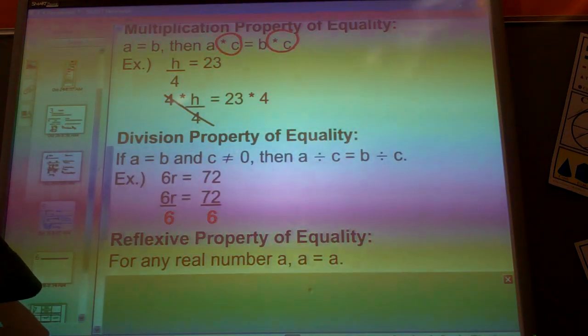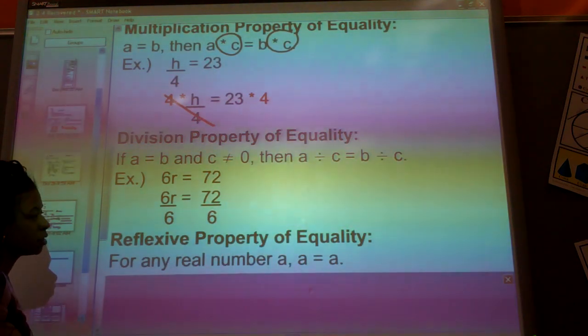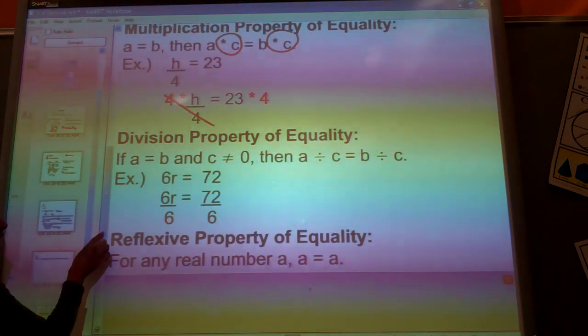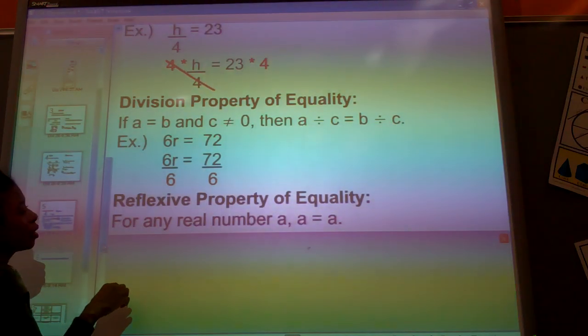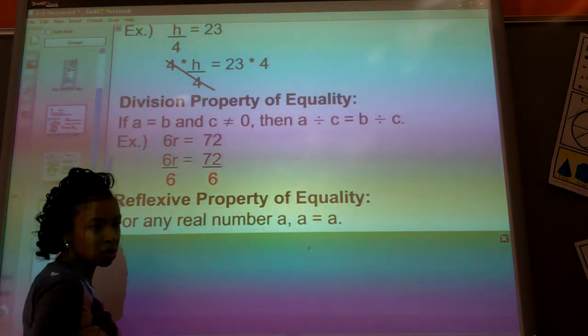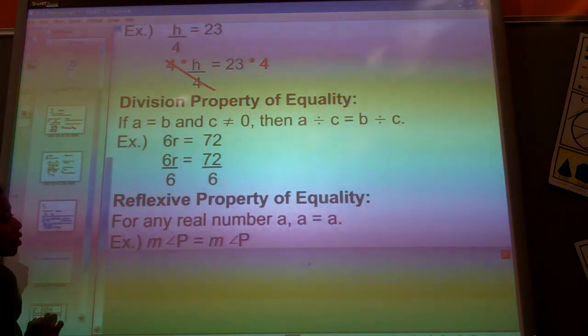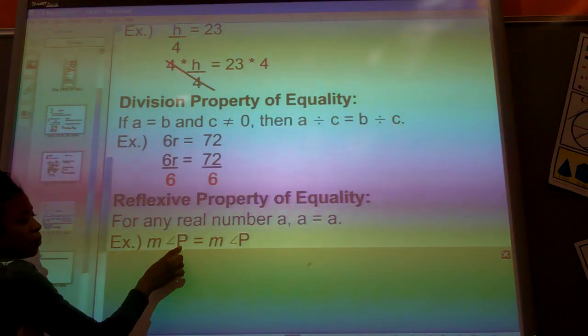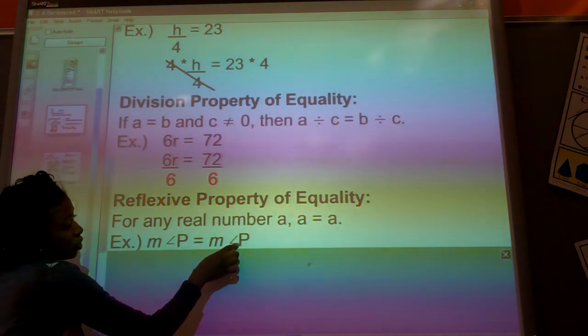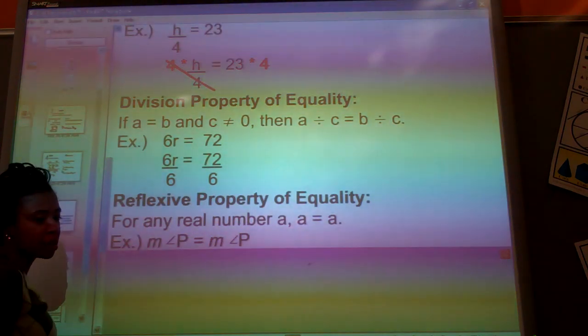Reflexive property. And again, I've listed 4 properties so far. You need to commit these to memory. Reflexive property of equality. For any real number, A is equal to itself. So $10 is $10. It's equal to itself. For example, if the measure of angle P is equal to the measure of angle P, that's going to be the reflexive property. I'm reflecting it back to itself.